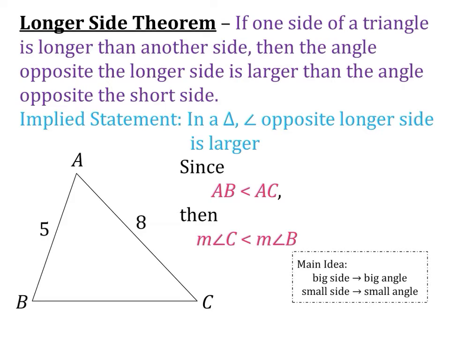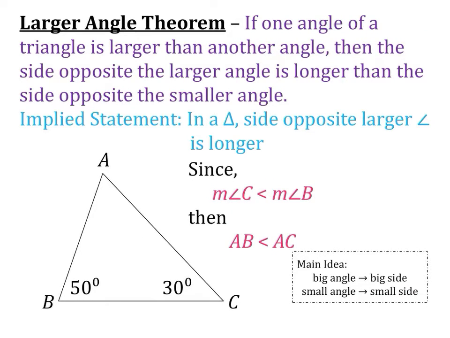So looking at this example, we see that since side AB's length is less than the length of AC, then we can conclude that the measure of angle C is less than the measure of angle B. So shorter side is opposite smaller angle, longer side is opposite larger angle. So we can say that angle C is less than measure of angle B. You can also change that around and say that measure of angle B is greater than measure of angle C. So here's the main idea. Big side goes to the big angle, and the small side goes to the small angle.